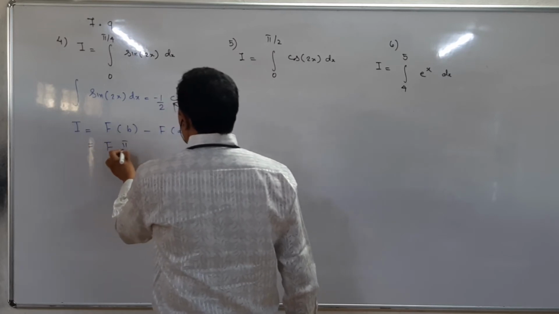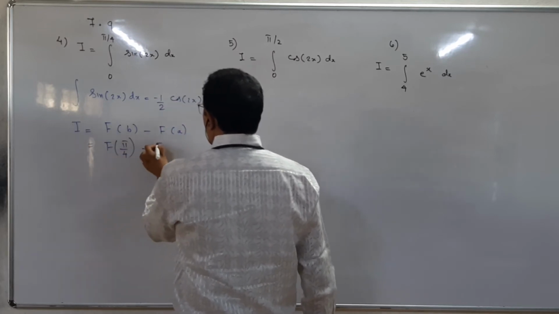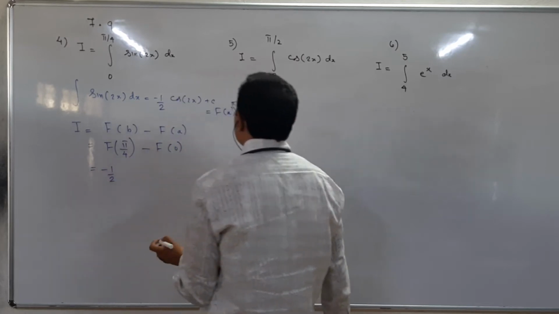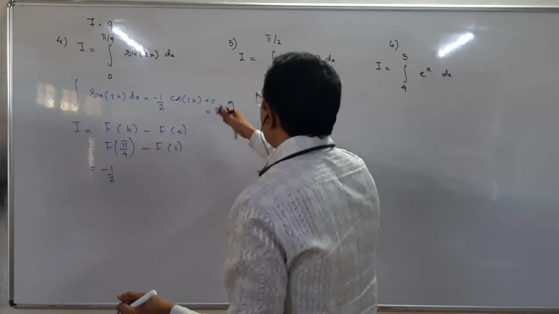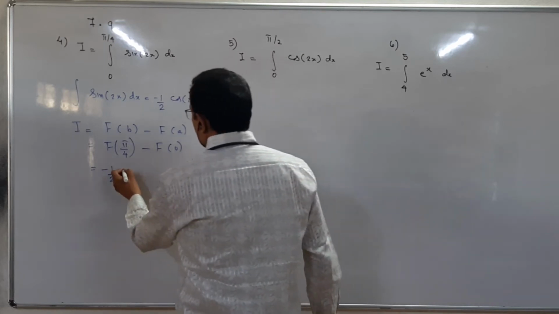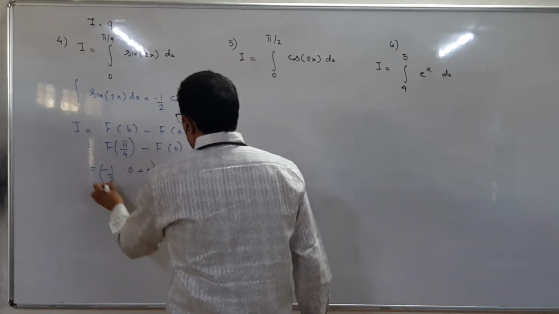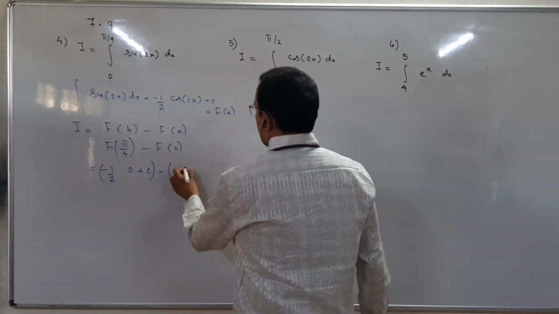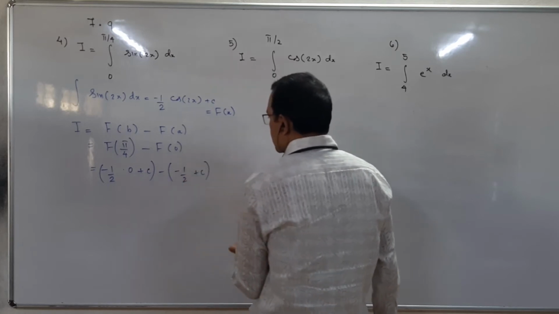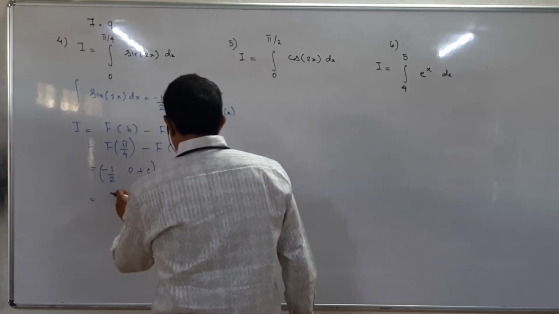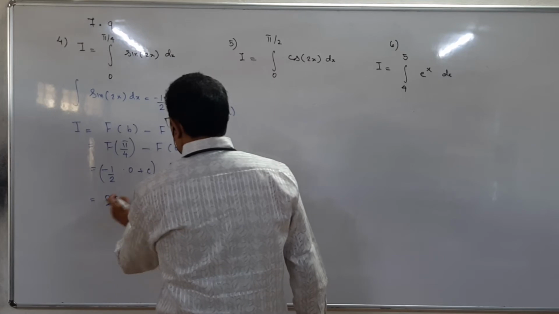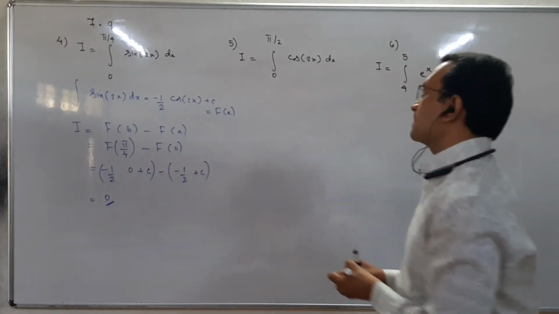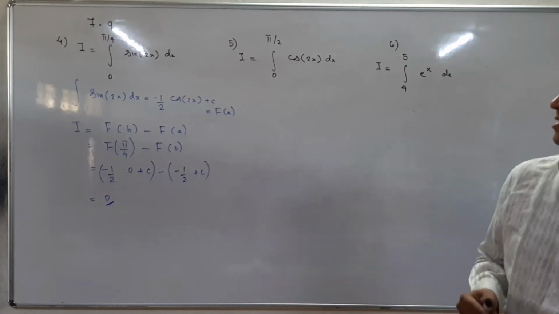So f of pi by 4 minus f of 0, so minus 1 by 2, and it will be 2 into pi by 4, so pi by 2 cos pi by 2 is 0, minus f of 0, cos 0 is 1, so minus half plus c, so the answer is 0. C and c get cancelled, this is half minus half. So this answer is, students, 0.